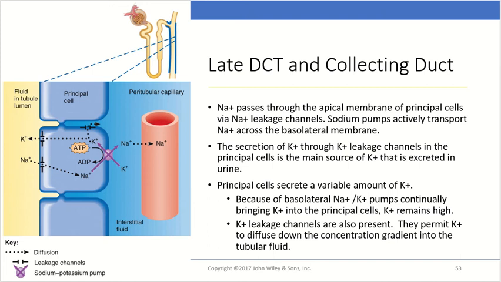Then finally, our principal cells are also going to secrete a variable amount of potassium. So because of the basolateral sodium-potassium pumps continually bringing potassium into those principal cells, potassium is going to remain high. So our potassium leakage channels are also going to be present, and they are going to allow potassium to diffuse down its concentration gradient into that tubular fluid.